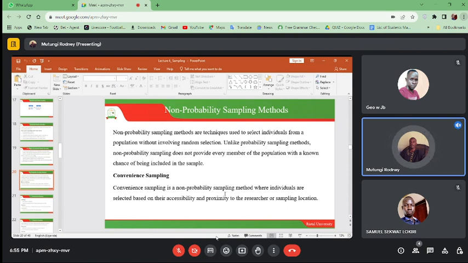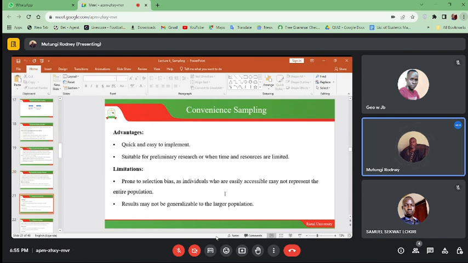Okay, so for example, in our first method, convenience sampling, you are going to select individuals based on their accessibility and proximity to the researcher or sampling location. Okay, so you are going to maybe collect your baseline data for an upcoming program in nutrition in Juba.